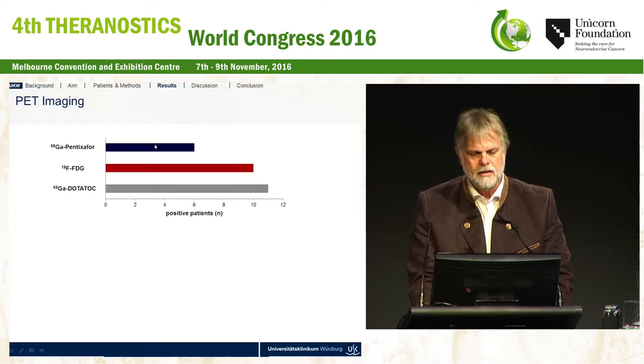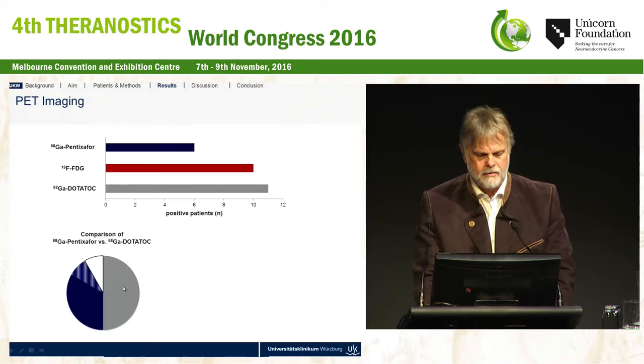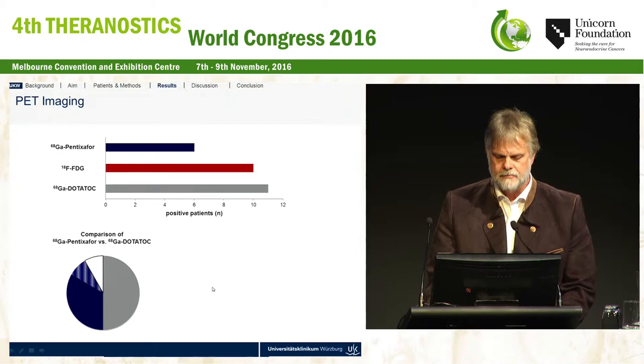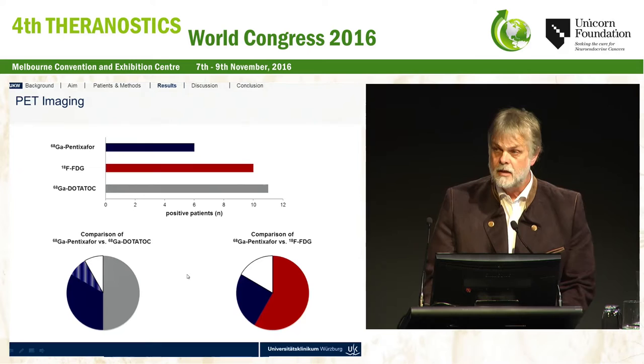If we break down and compare directly DOTATOC with Pentixafor, we see that 6 patients showed more lesions in the DOTATOC scan. Four patients showed more lesions in the Pentixafor scan, and one showed the same lesions in both scans. Comparison to FDG shows that we had 7 positive FDG patients and 3 gallium Pentixafor patients. In the following, I show 2 examples of patient studies here.